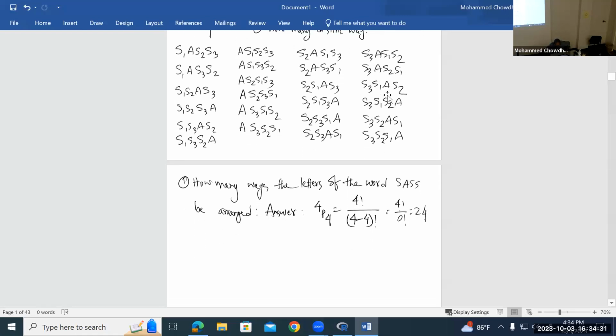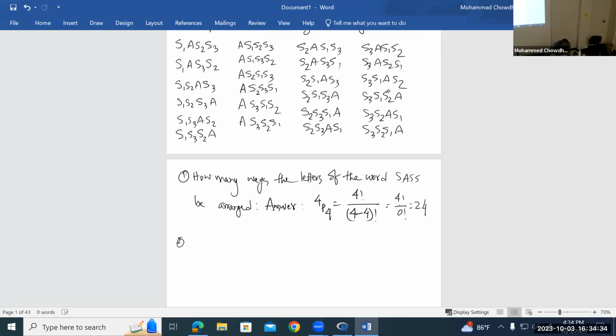Now I want to do the second one. How many distinct ways can the letters of the word "sass" be arranged? The answer is what? Only one way? Four ways?